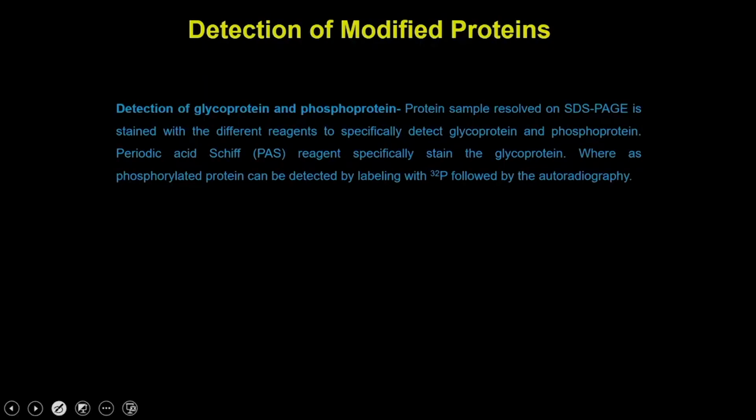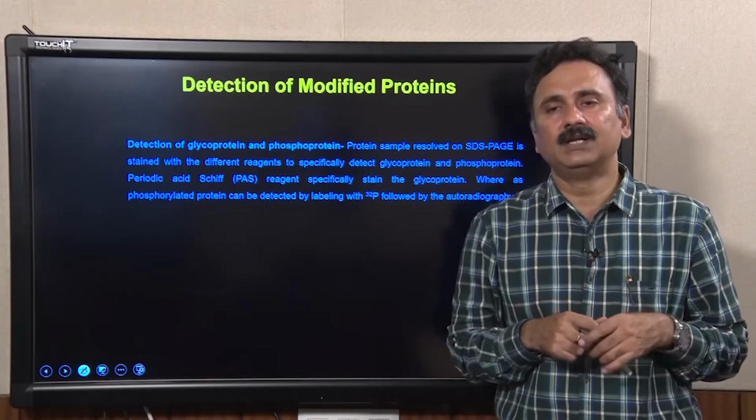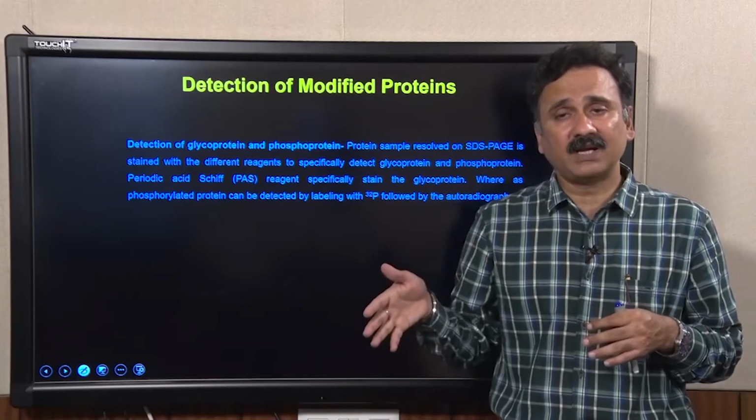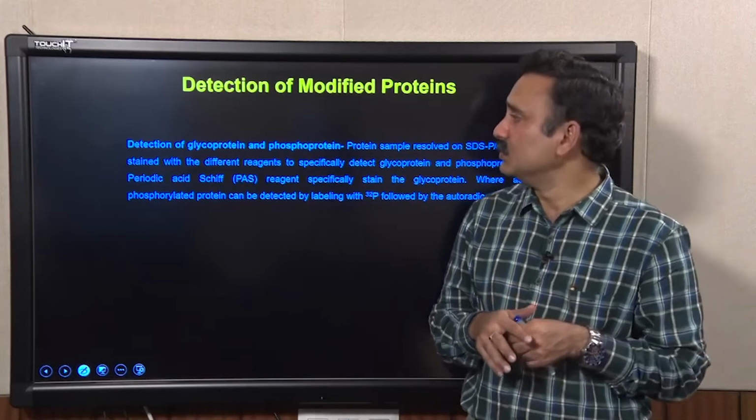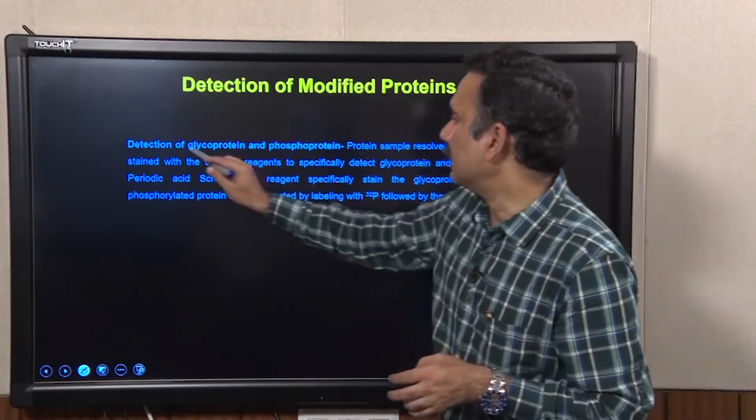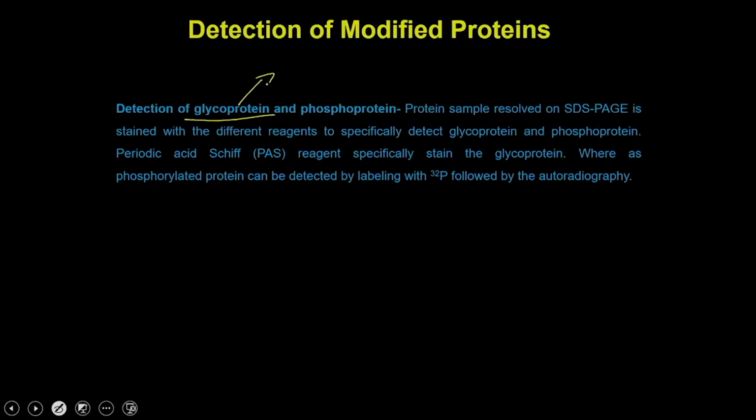Now, apart from this, you can also use the SDS-PAGE to detect different types of protein modifications. For example, you can detect glycoproteins, the proteins where sugar molecules are attached, or you can use it for phosphoprotein detection. So, in these cases, you run the proteins onto the SDS-PAGE, and then you can use specific reagents to detect the glycoprotein.